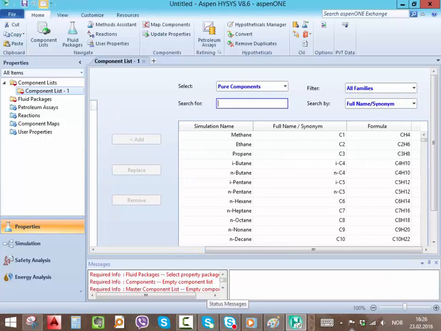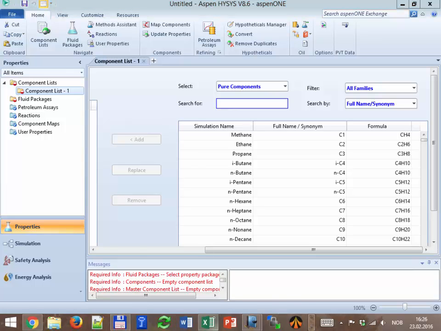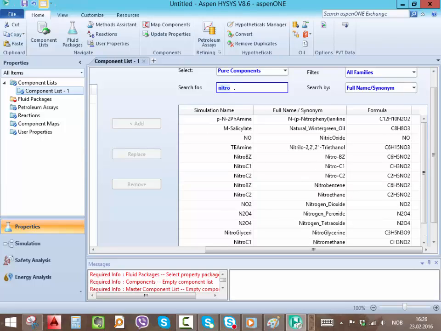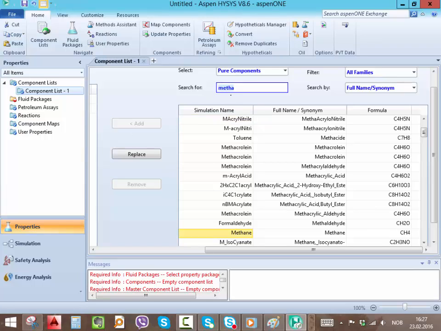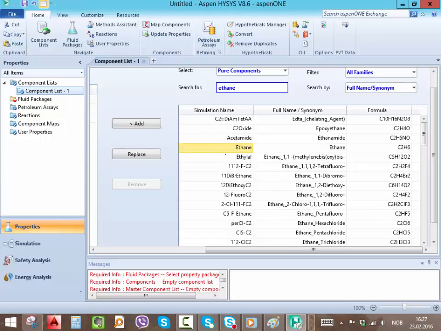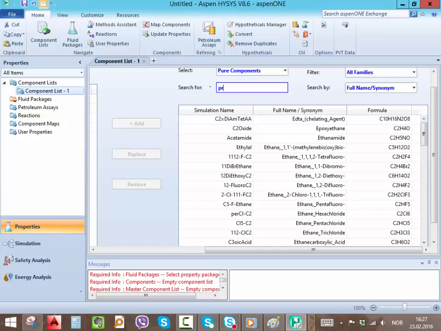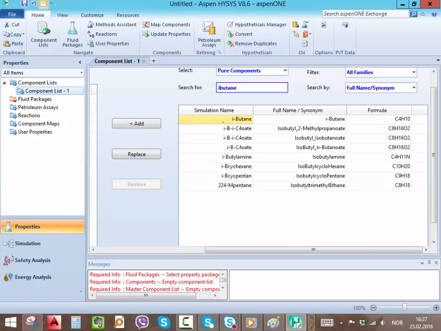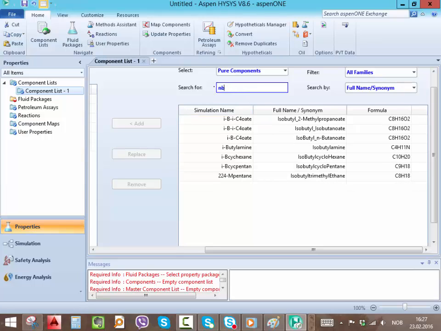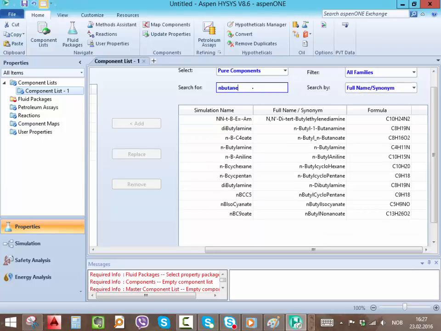Let's see which ones I have to add, or can someone maybe dictate what I have? Nitrogen is the first one. Okay, so I say add. Then the next one, anybody can help me with the table? Carbon dioxide, CO2. Then methane. Okay, here is methane. Then we have ethane. What else? Propane. Butane. Isobutane. Neopentane. I-pentane?